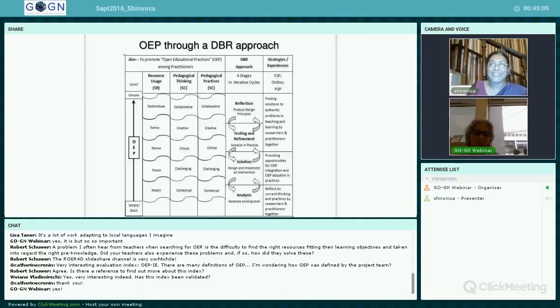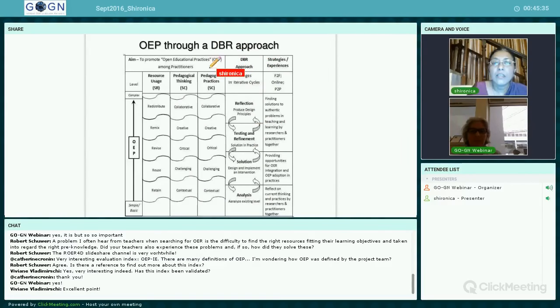But it won't just happen. That means just giving access to OER, we can't expect that practices would change suddenly. So that's why we thought of helping or promoting this to happen through designing a particular series of actions. That's what we tried doing here using the design-based research approach: a very careful design of a series of actions to support and promote teachers to integrate OER and adopt OEP.